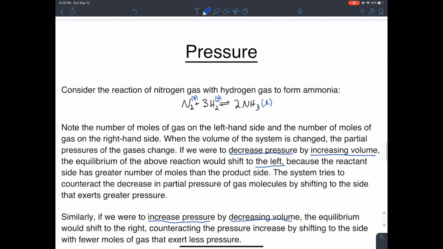So in a smaller container, you shift away from the gas side of the equation, and in a larger container, you shift toward the gas side of the equation, the side with more gas. Sometimes you'll have gas on both sides, so whichever one has more gas.